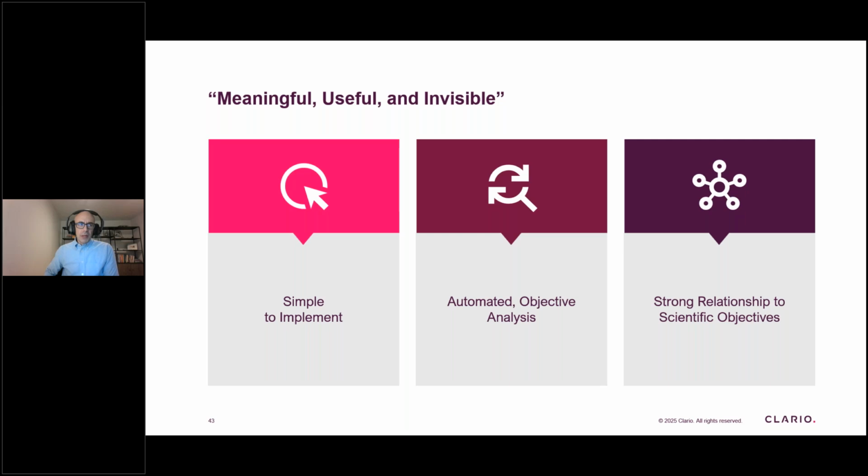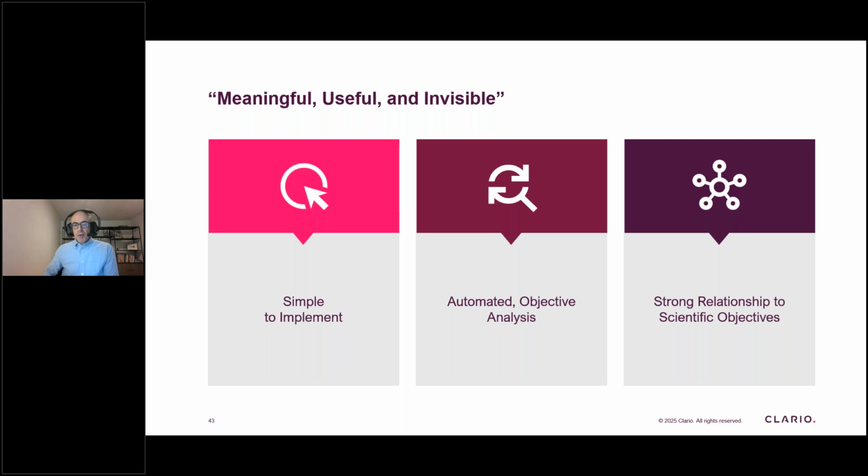What we heard in our conversations and what we arrived at ourselves was that a good digital biomarker should be meaningful, it should be useful, it should solve a real problem, and for preference, it should be so simple as to be almost invisible. So we need tools that are not complicated to implement, especially when we're dealing with a large study of patients experiencing behavioral health issues.